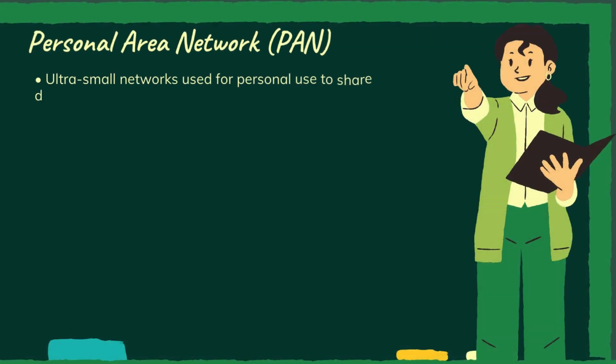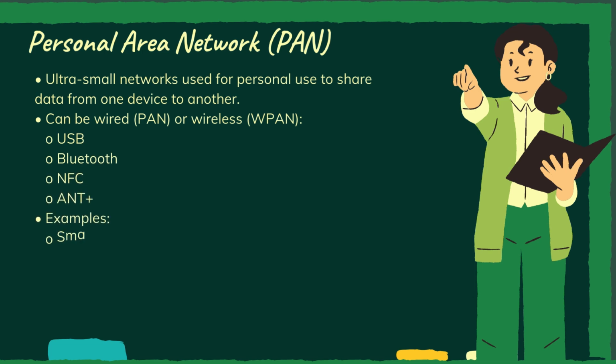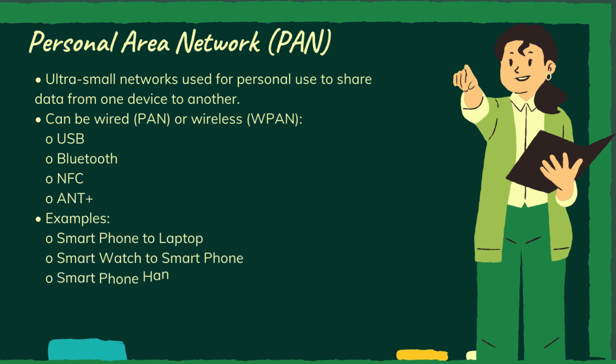Personal area network, PAN. Ultra-small networks used for personal use to share data from one device to another. Can be wired, PAN, or wireless, WPAN. USB, Bluetooth, NFC, ANT+. Examples: smartphone to laptop, smartwatch to smartphone, smartphone to hands-free car calling, heart rate monitor to smartphone.